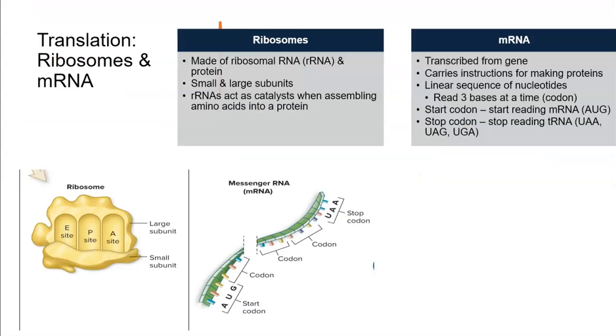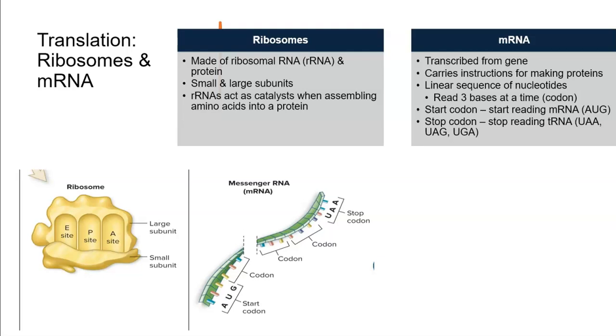Ribosomes are made up of protein and ribosomal RNA, which is what we call rRNA. So there's a large subunit, a small subunit. The ribosomal RNA acts as a catalyst to help assemble the amino acids into a protein. So remember, the ribosome is the protein making factory.